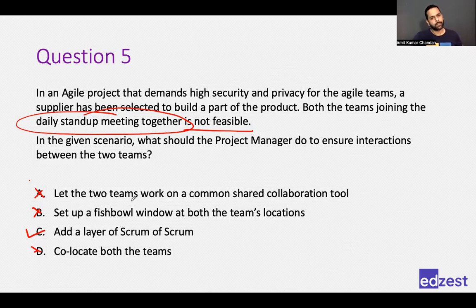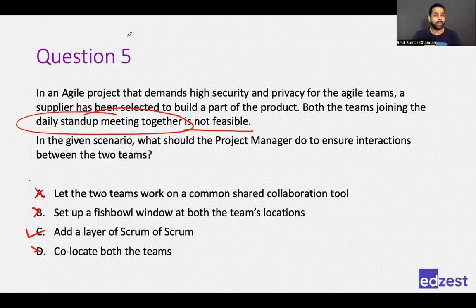Maybe co-location is not feasible for them. Maybe the same time zone might not be feasible for them. So co-locating, setting up a fishbowl window is calling out for team members to be available at the same time. Right. So they are not able to attend daily stand-up. Could be they might be sitting in a PST zone and somebody in IST in the late night hours. Hence, they are not able to. Understood. So because it's not saying why it is not feasible, I went with option C as adding a layer.